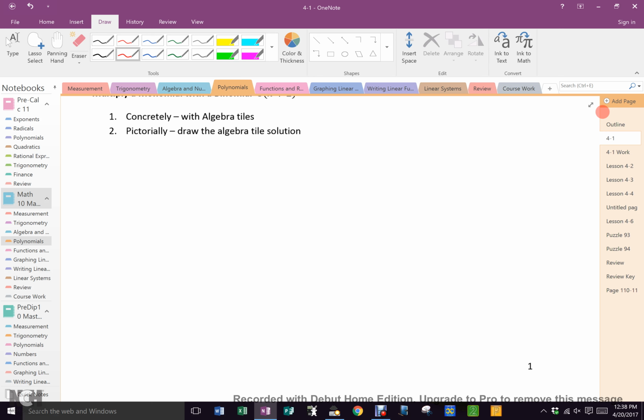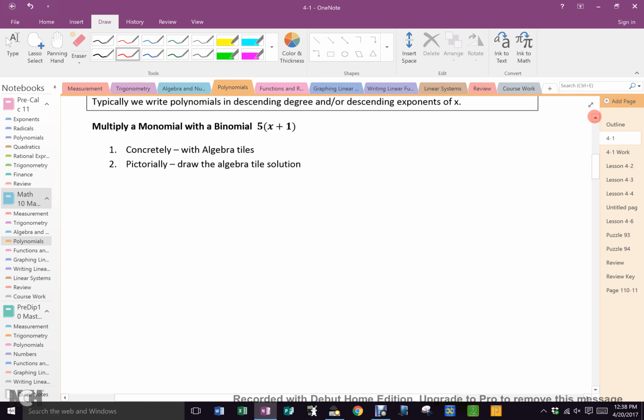Okay. I am going to make you do like 10 questions with these, and then we're never going to use them again. Okay? Now you will notice on your notes, the first thing says concretely. Concretely means with actual things, not drawings, not numbers, actual things. Show me what 5x plus 1 looks like. So what does that mean in English class? If I were to explain that in words, what would you say it meant?